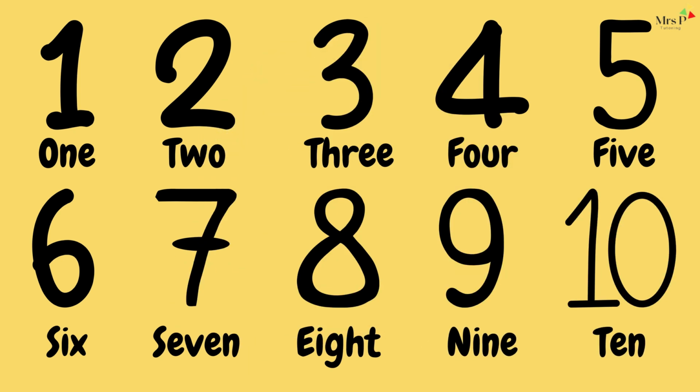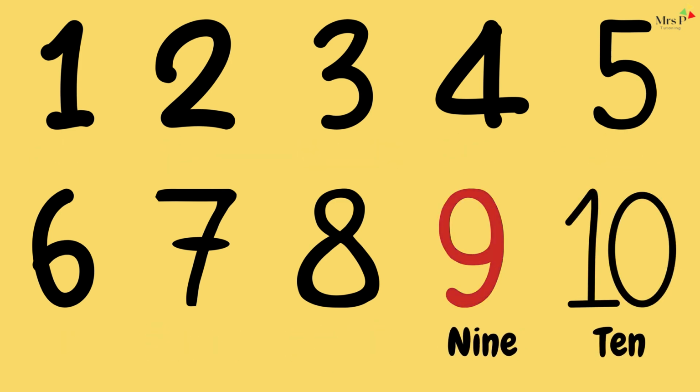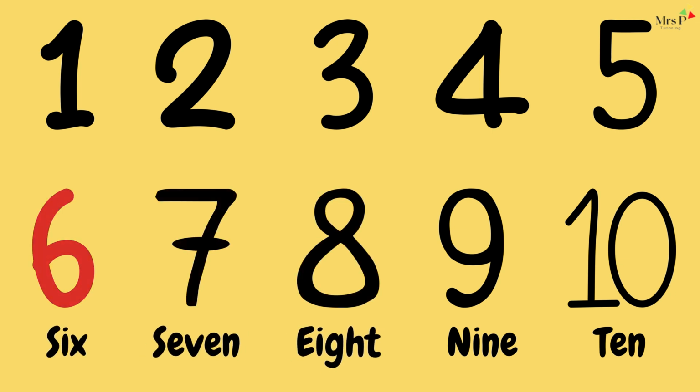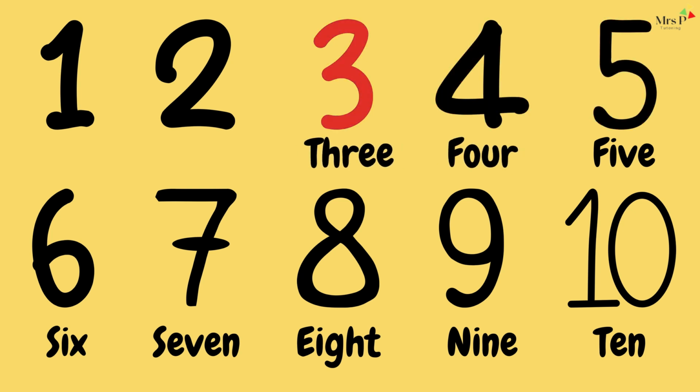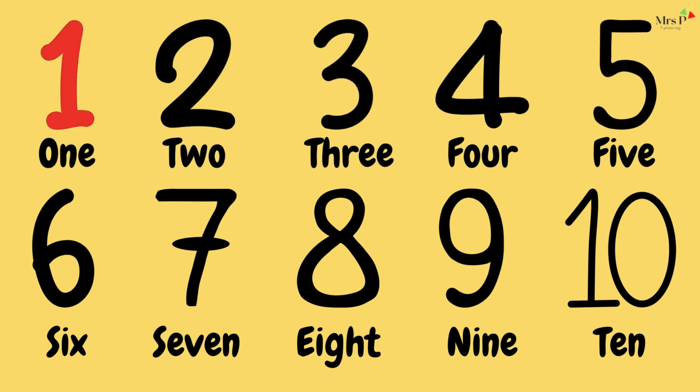Great job! Now let's count backwards from 10 to 1. Counting backwards means going down in numbers. Ready? Here we go. 10, 9, 8, 7, 6, 5, 4, 3, 2, 1.